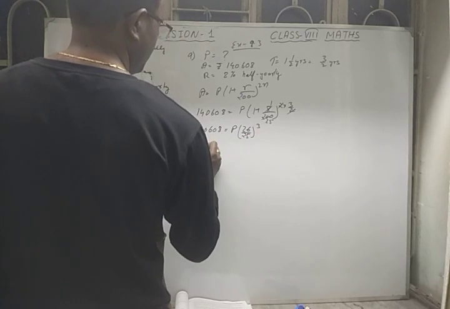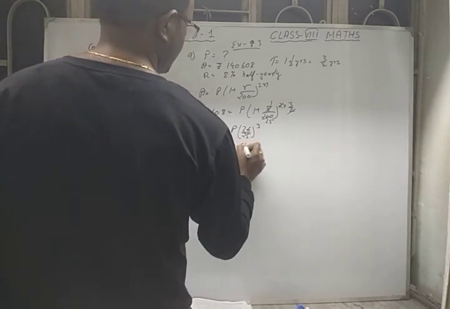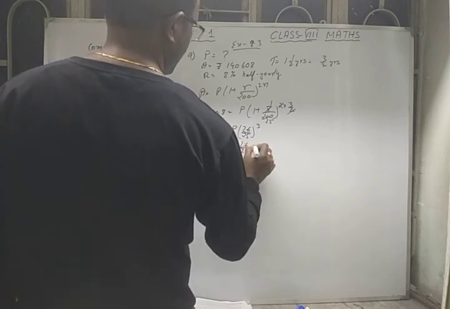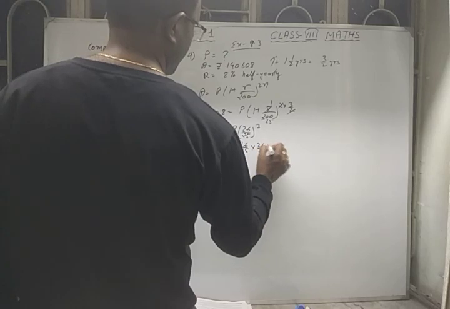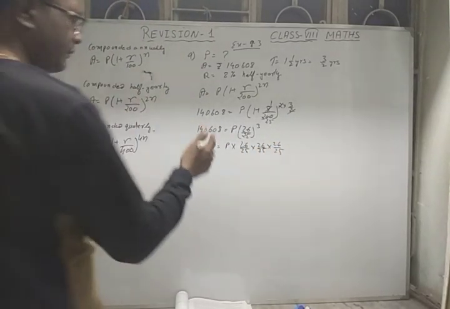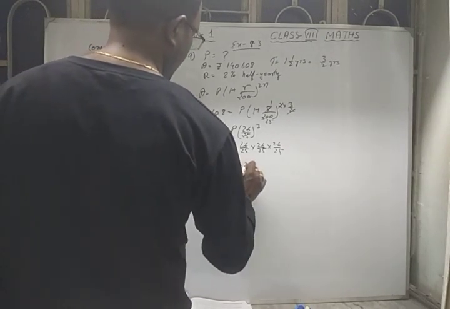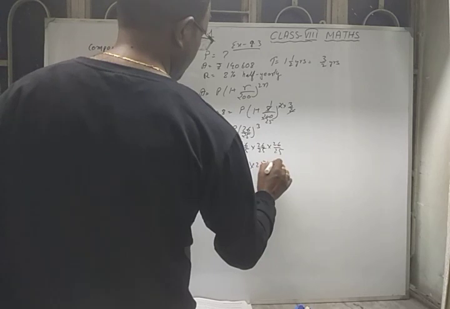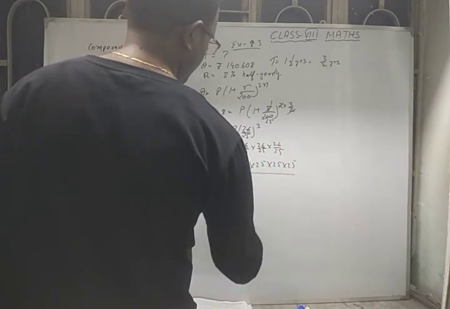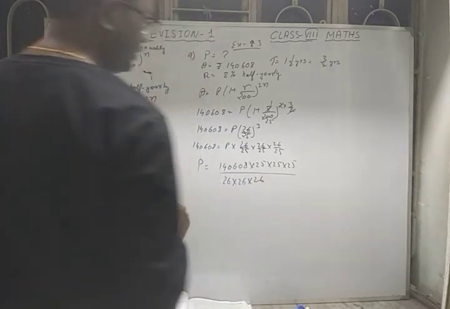So 140608 is equal to P into 26 by 25 into 26 by 25 into 26 by 25. Now you do the cross multiplication and just find the P. So P equals 140608 into 25 into 25 into 25 divided by 26 into 26 into 26. Now you can do the cancellation.